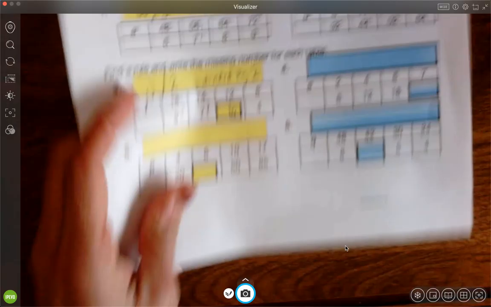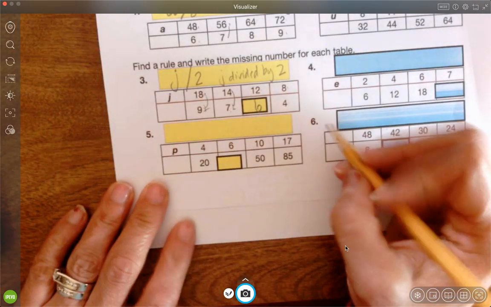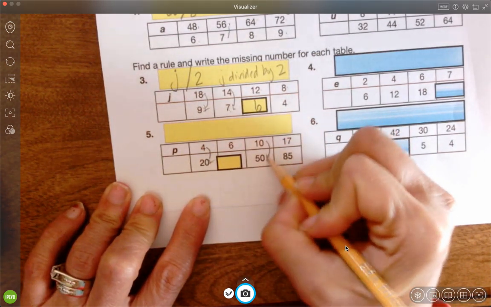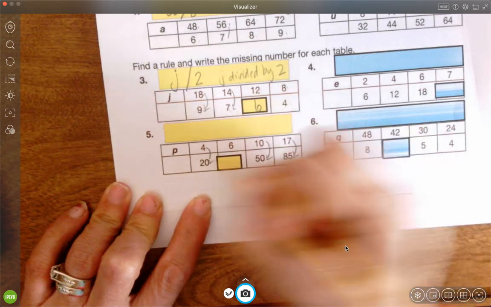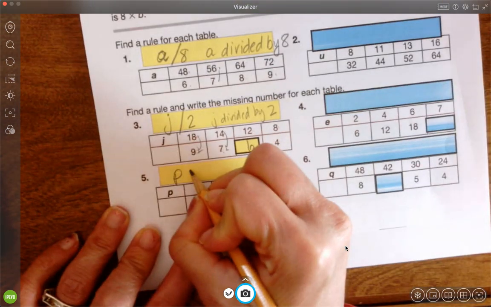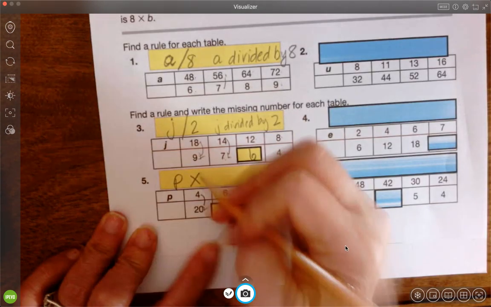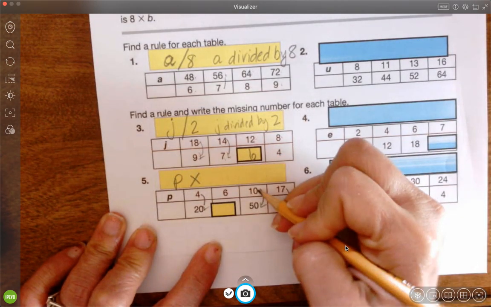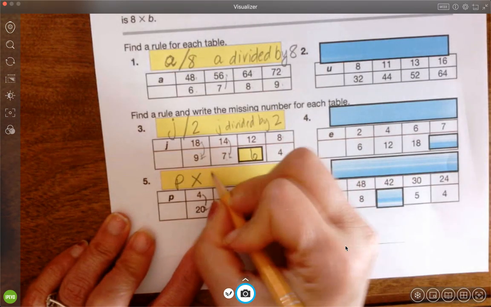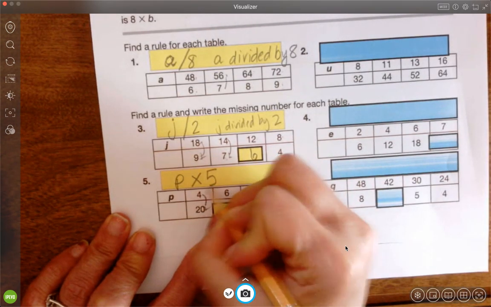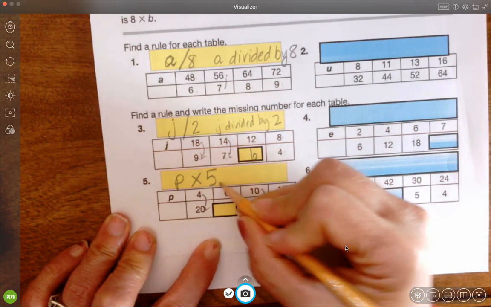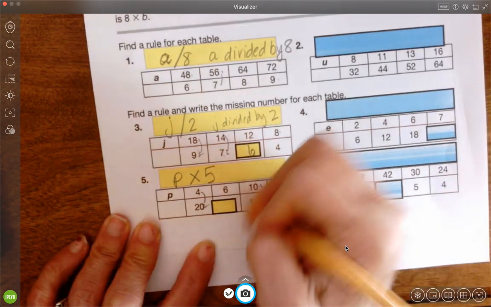Okay, now we're going to do our last one here. Again, 4 to 20, 6 to something, 10 to 50, 17 to 85. Well, are my numbers getting bigger or smaller? Here they're getting bigger, so I know I'm going to be multiplying again. What times 4 is 20? What times 10 is 50? What times 17 is 85? And I know that's multiplying by 5, because 4 times 5 is 20, 10 times 5 is 50, 17 times 5 is 85.